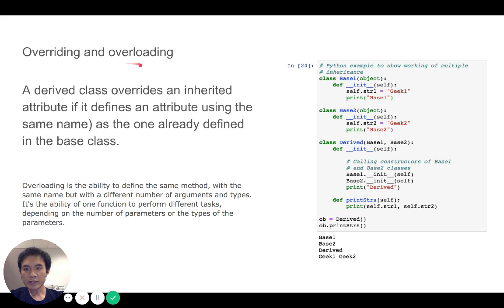Overriding is different from overloading. Overloading is the ability to define the same method with the same name but with a different number of arguments and types. It's the ability of one function to perform different tasks depending on the number of parameters or the type of the parameters.